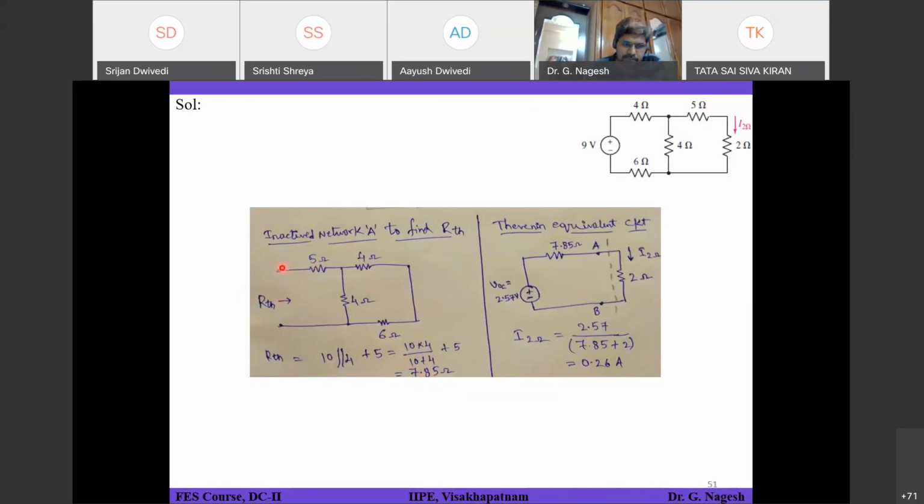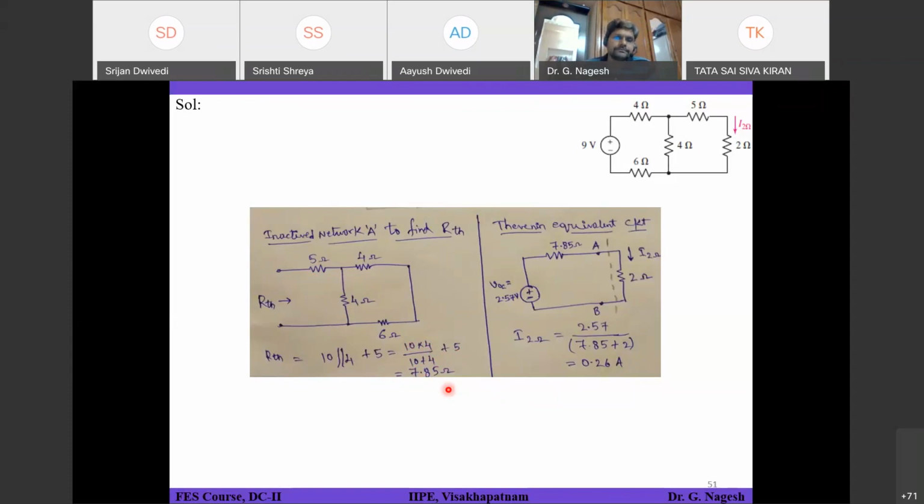If you try to pump some current here, it will go in this fashion, and here it will break into two parts. The current flowing through this 4 ohms and 6 ohms is the same, so these two are in series. But the current flowing through this 4 ohms branch and this 10 ohms in total is different, that's why these two are in parallel. So 10 in parallel with 4, first you have to do that, then the result will be in series with 5 ohms. So R1 R2 by R1 plus R2 plus 5 will be 7.85 ohms. This is the Thevenin equivalent resistance.